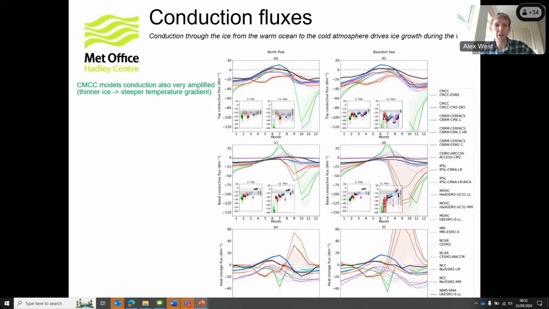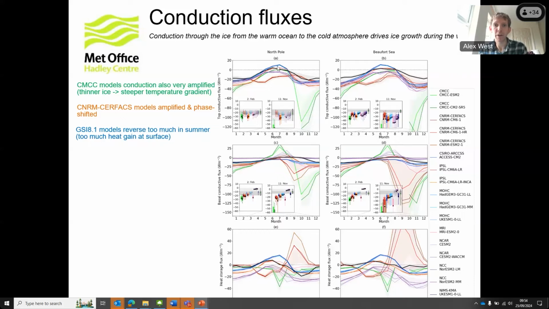Just going through the groups in turn, CMCC are again very amplified, what we expect from the thin ice. The CNRM Surfex models are also amplified, and they're phase shifted. The GSA 8.1 models are less far from the buoy observations than the first two groups, but they have some interesting characteristics, particularly the top conductive flux.